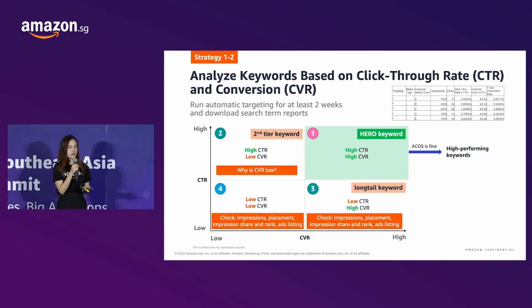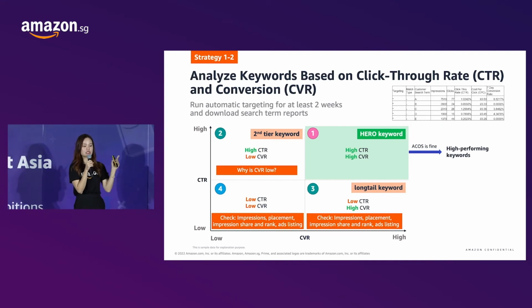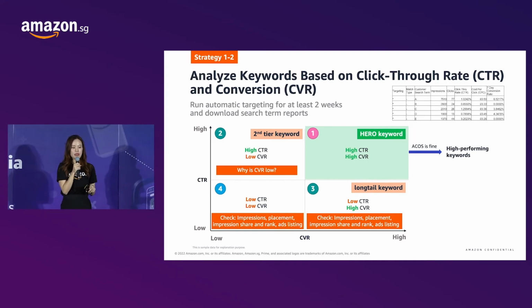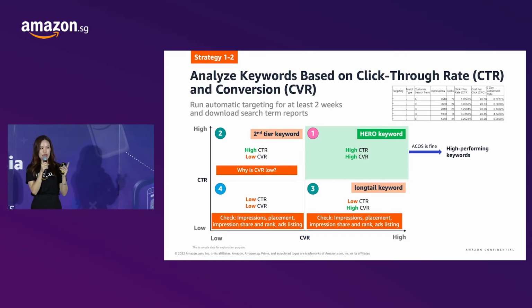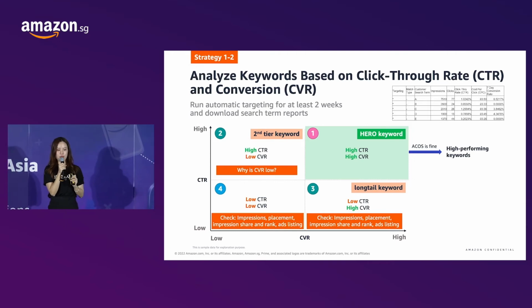So we made 4 different dimensions of metrics based on CTR and CVR. You will see the upper right, the green one: high CTR and high CVR is called the hero keywords, or high-performing keywords.